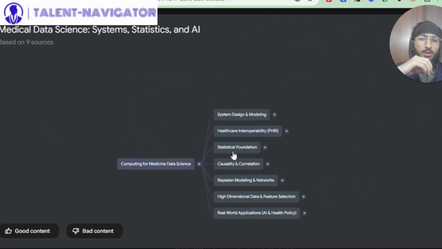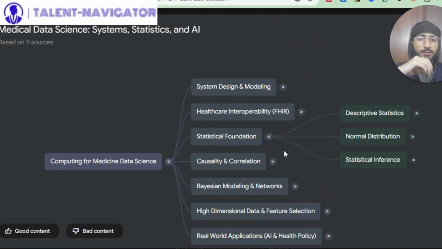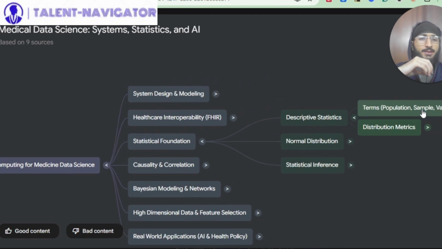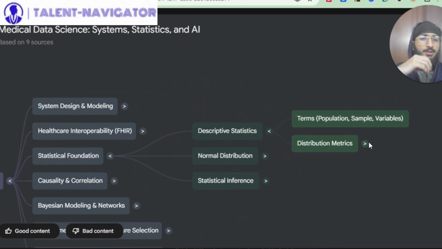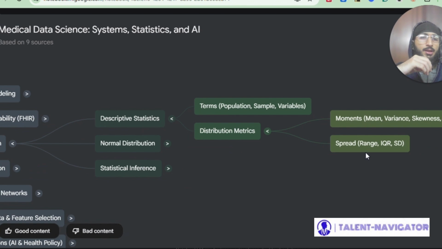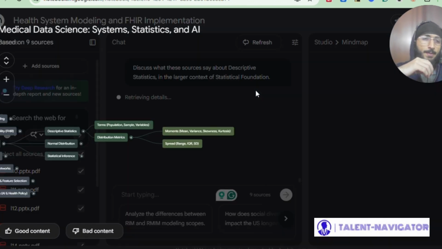Now moving on to our next topic, that is statistical foundation. So we're moving on to descriptive statistics. We have the terms population, sample, variables, and distribution metrics like moments, mean, variance, skewness, kurtosis, and spread. So let us go over all these topics in depth.